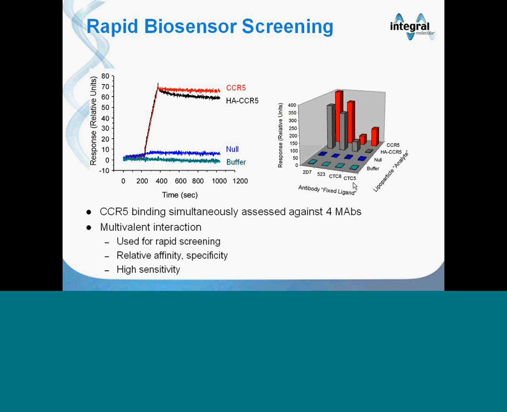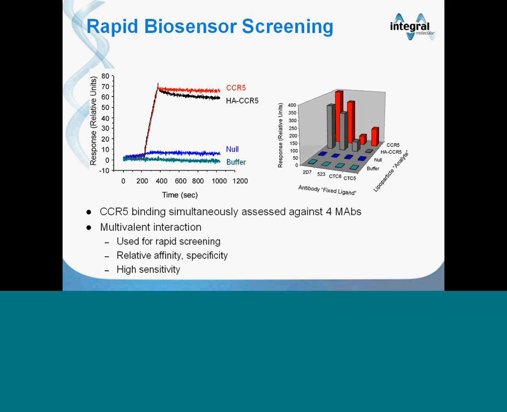In this experiment, we screened a panel of antibodies against CCR5, and the panel was evaluated for specificity and relative affinity. The panel includes well-characterized and neutralizing antibodies, conformation-sensitive antibodies, antibodies with diverse epitopes, and a negative control antibody at the top here. So the antibodies were captured onto a chip surface. The chip surface contained a secondary antibody, so we could capture the antibodies onto the chip surface, and they were all captured to similar levels.